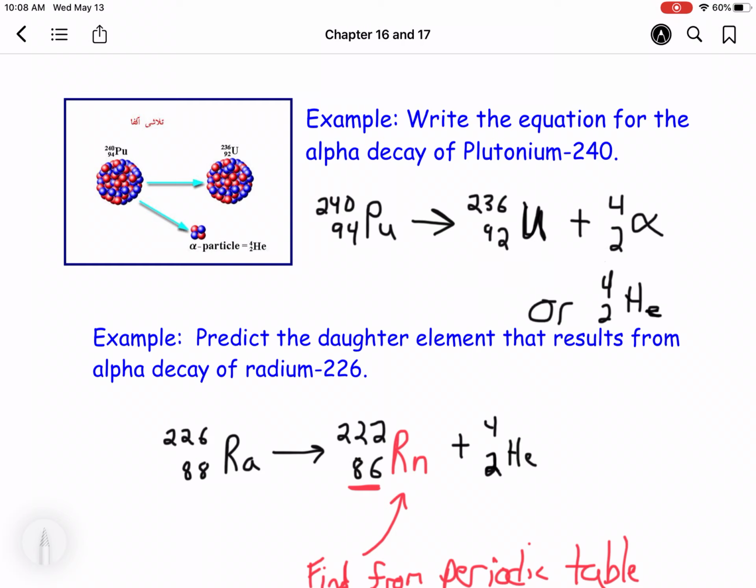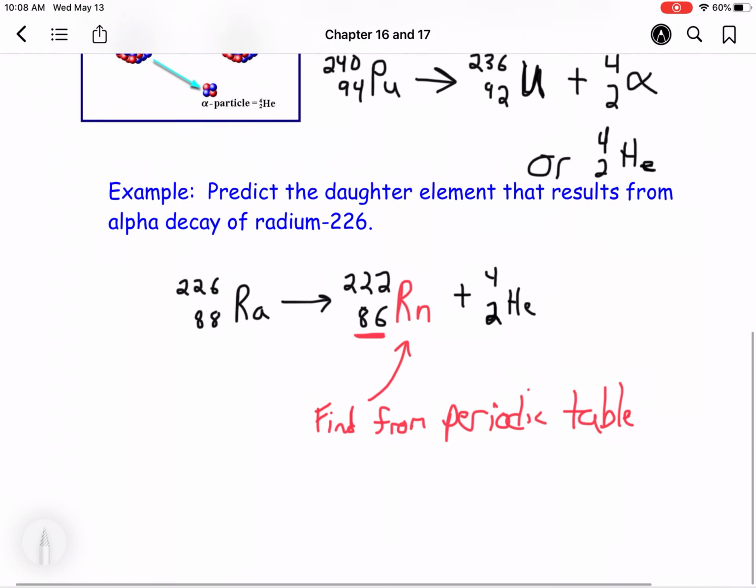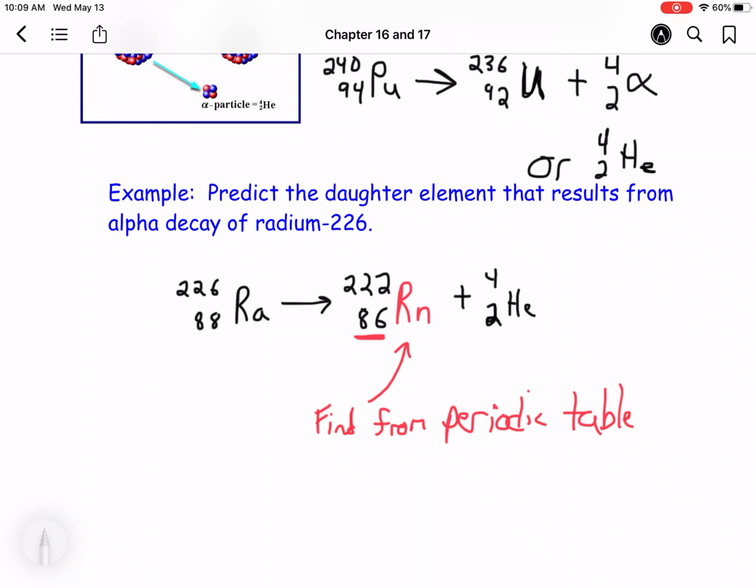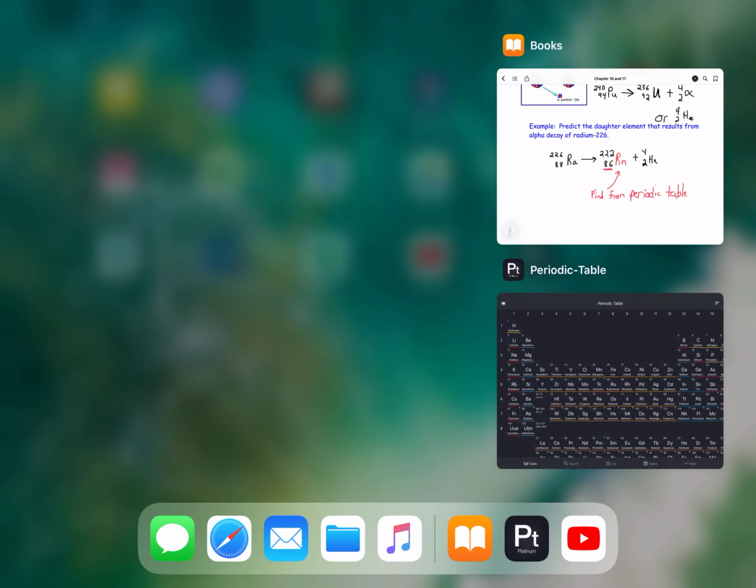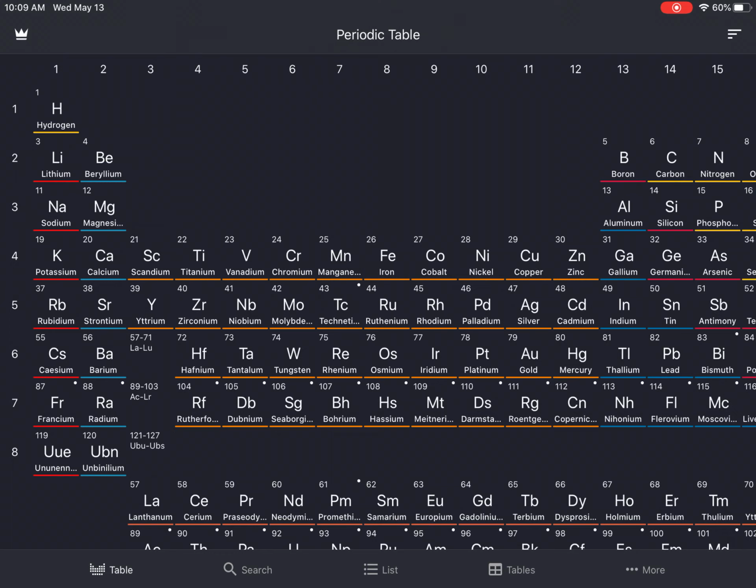All right, when you're writing out alpha decay, you can write the alpha symbol, or you can write helium. Either one is acceptable. Okay, this one here, predict the daughter element, the results of alpha decay of radium-226. So radium-226, I have to kind of figure this out. This is going to come from a periodic table. So I'm going to go to my periodic table here, okay? And I'm going to find radium, all right?